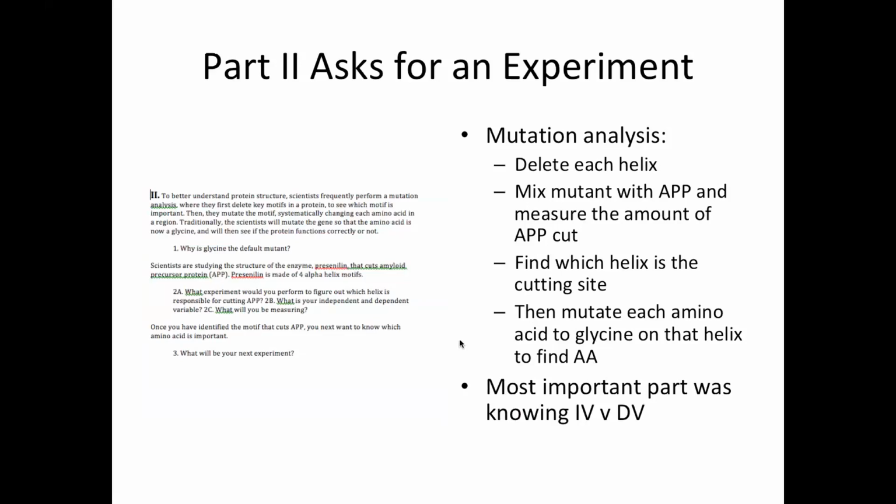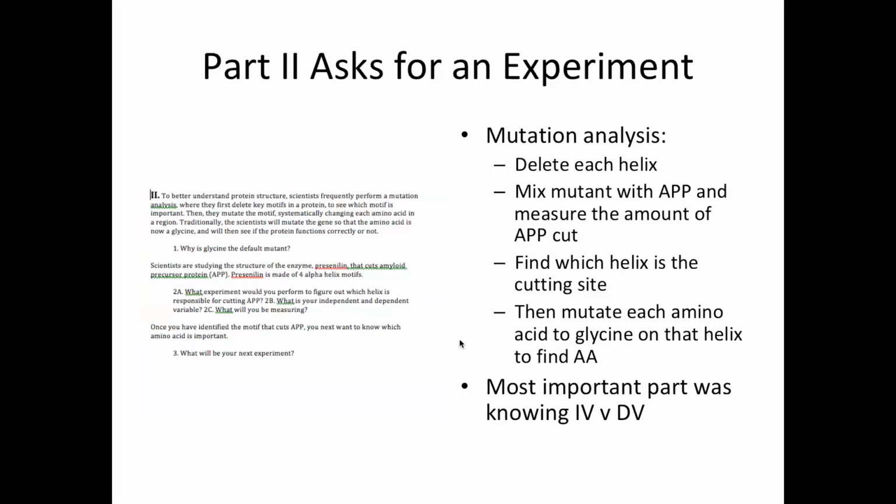So we're going to delete one, we're going to delete the second one, we'll delete the third one, we'll delete the fourth one. And so we'll end up with 4 mutant enzymes. And then we'll mix each of them with APP, and we'll measure the amount of APP that's been cut at the end. And we'll find out which helix has the cutting capability. And then that last part, once we've identified the motif that cuts APP, we can then figure out what amino acid it is by changing each amino acid to glycine. And again, glycine is that simple amino acid.